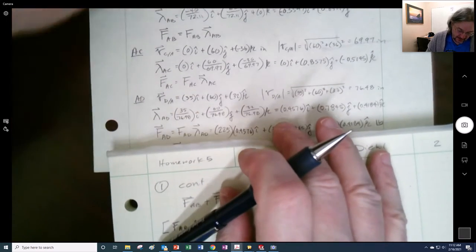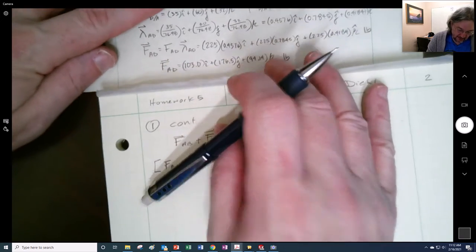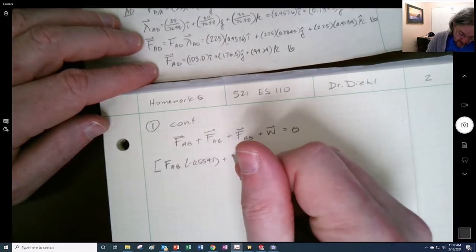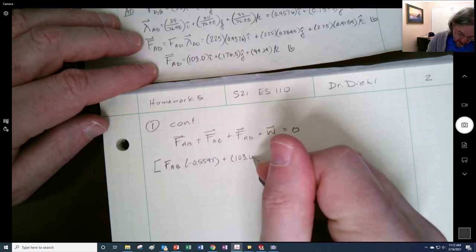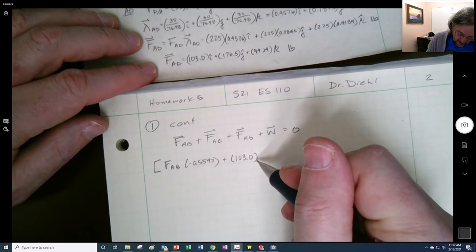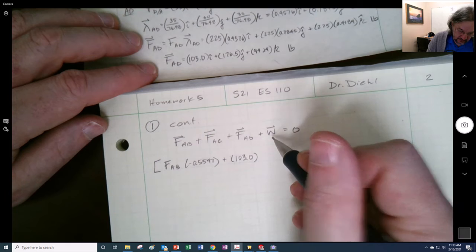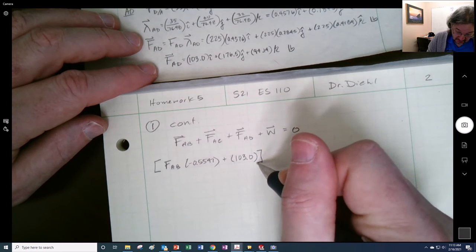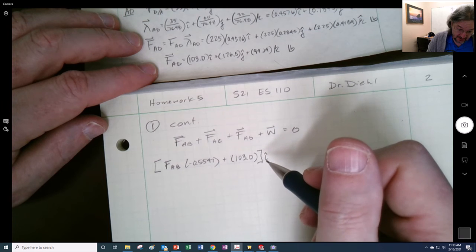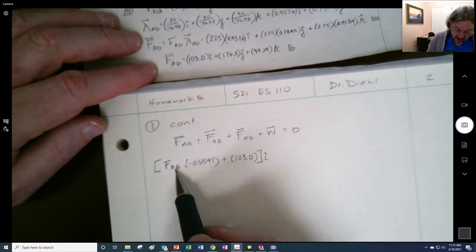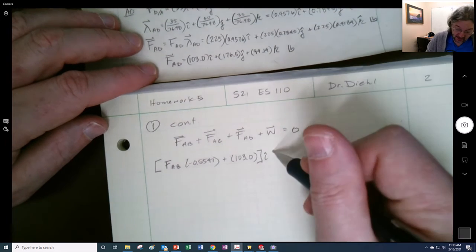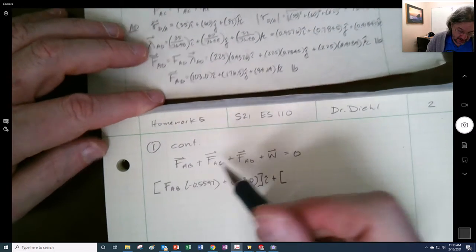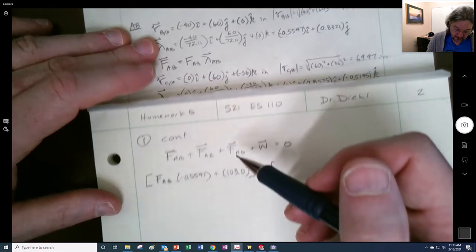For the AD, for FAD, I know this to be 103.0, right? And then for W, I don't have anything in the I direction. Everything's in the J direction. So I'm going to be able to solve for FAB right away. That's going to be nice. But we'll continue on with writing this thing out. All right, so let's start out with the J direction here.